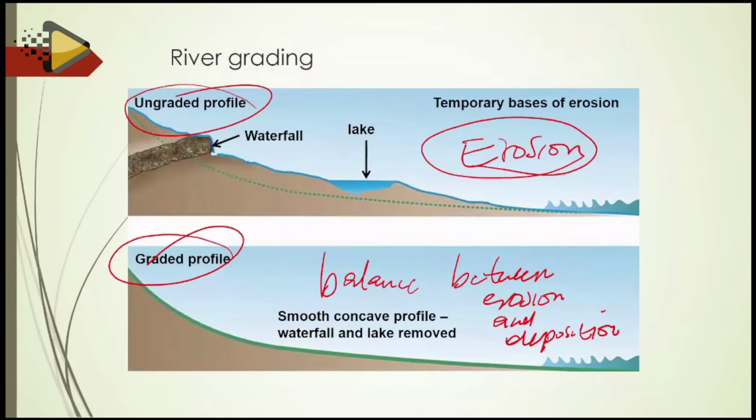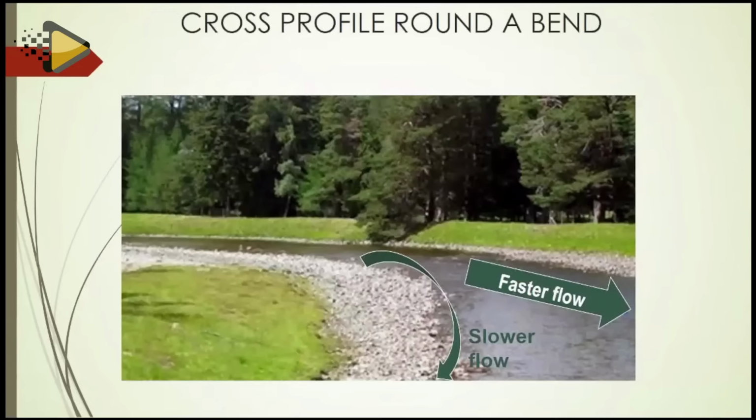But here, because there are obstacles or there are nick points, you must be able to define what a nick point is. So here is a gradient of the river, and at this point, it changes suddenly. Here it is, it changes suddenly. So where there is a sudden change in the gradient of the river, we call that point a nick point.